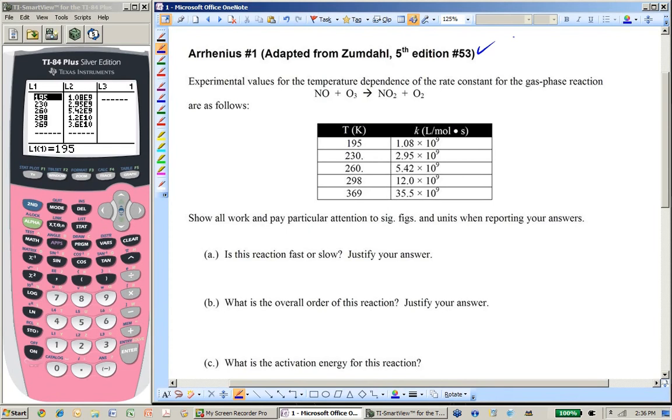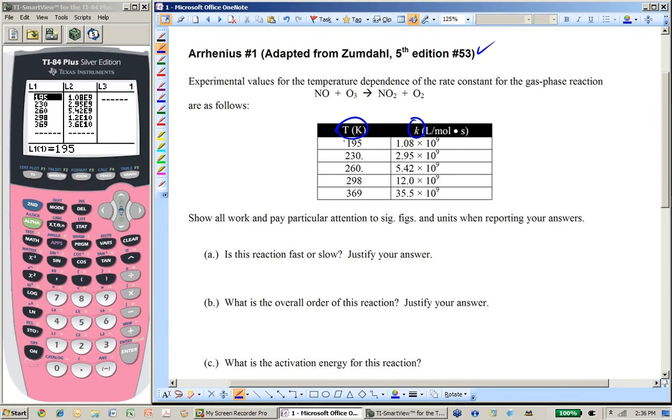So experimental values for the temperature dependence of the rate constant for the gas phase reaction are as follows. Pay attention to the headings. I have Ks and I have Kelvins. So that's cool. That means I'm in the land of Arrhenius, if you didn't already know that. So pay attention to the headings. If they give you K values, notice they have to be at different temperatures because K depends on temperature. If you want a different K value, you've got to use a different temperature for your reaction. Off we go. Show all work and pay particular attention to sig figs and units when reporting your answers.